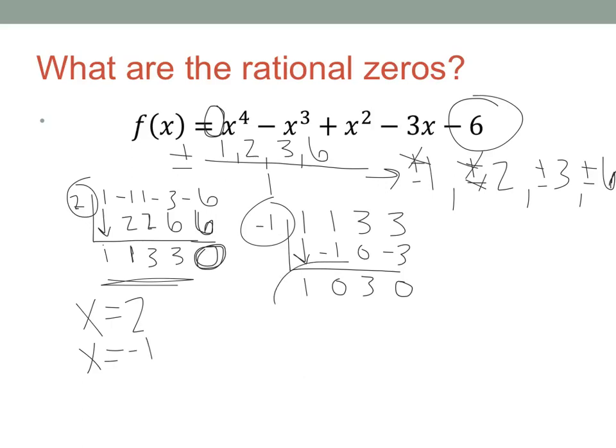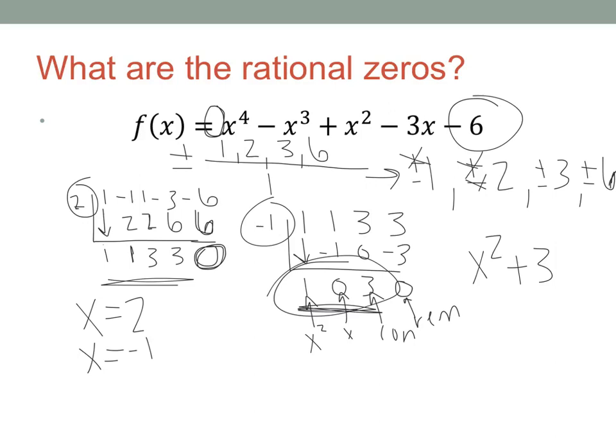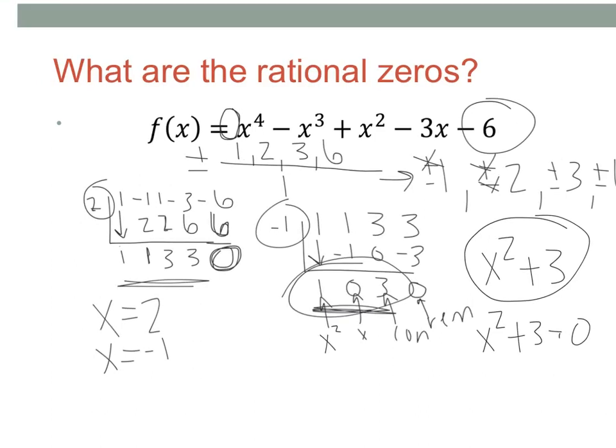Once I get down close enough, what I need to start thinking about is what this polynomial looks like now. This is my remainder, this is my constant, this is x, and this is x squared. So this polynomial looks like x squared plus 3. I can just set that equal to 0 and solve for x pretty easily. I don't need to keep going if I already know how to solve this.